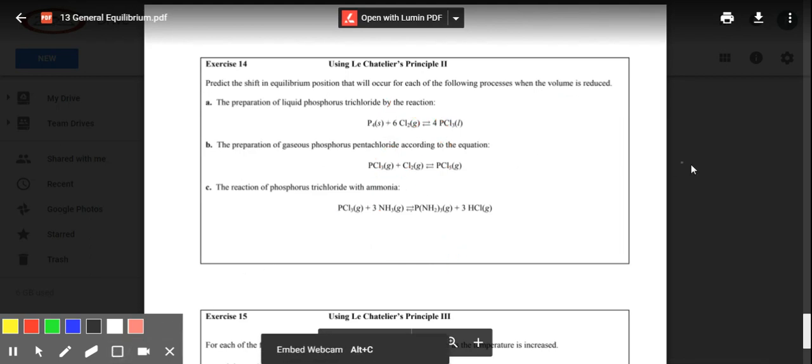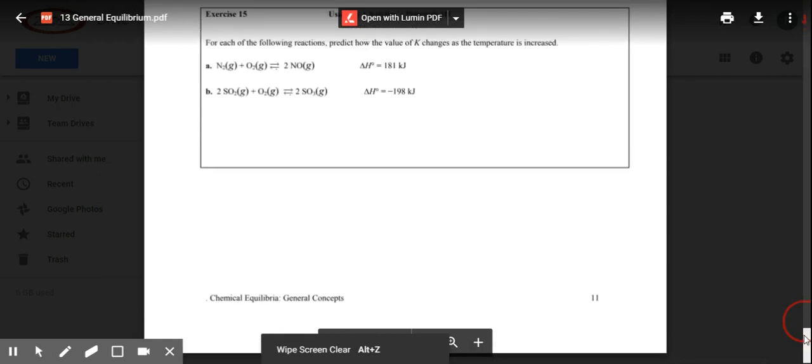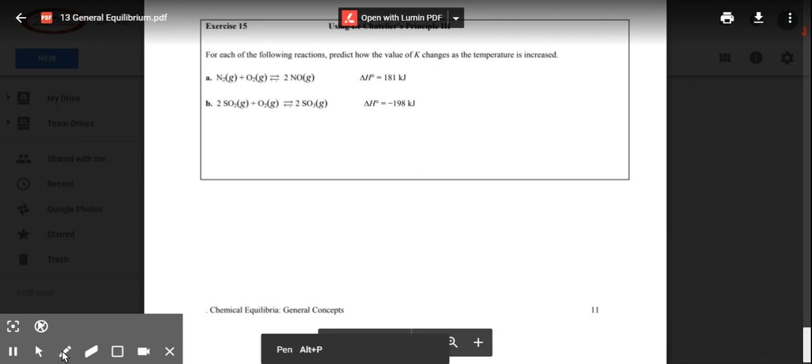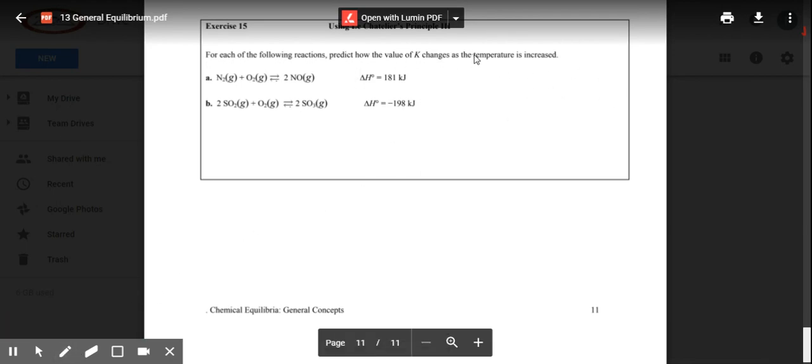Let's now look at the last example problem, and it is discussing Le Chatelier in terms of temperature. And what we want to do is predict what will happen to K. So it says temperature is increased here. What we do is first figure out if it's endothermic or exothermic. This is a positive delta H, so that means it's endothermic, and endothermic has heat as a reactant. So if I increase temperature, what is that going to do? It's going to cause my products to be favored. And if my products are favored, K is going to increase.